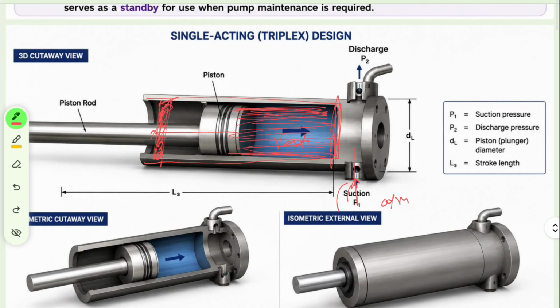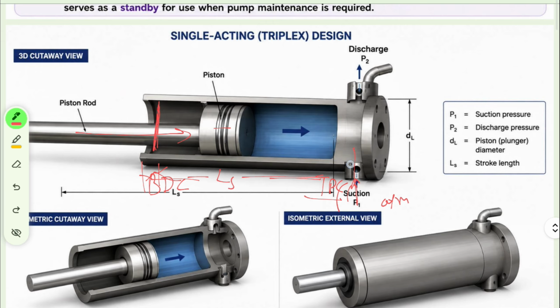And then once the piston reaches this particular point, as I told you, you can say it is bottom dead center or top dead center. It covers some length, right? This is the length of the piston. So when the piston has reached this particular point during the backward motion, now it does the forward motion.